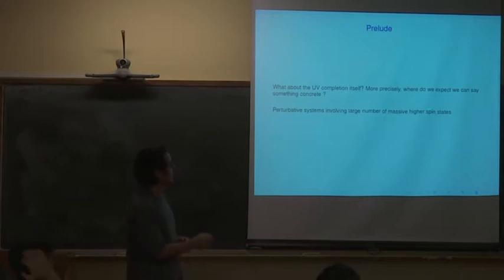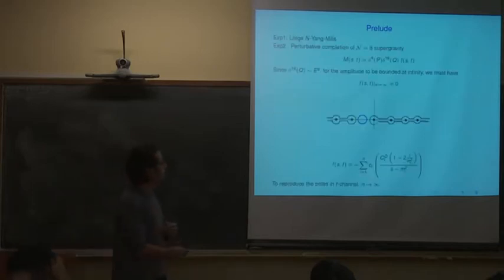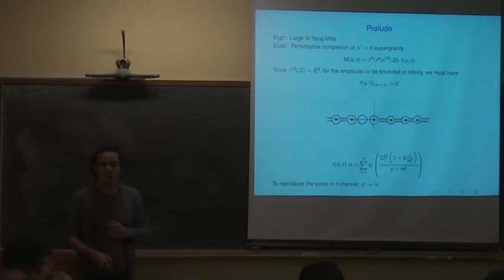And more precisely, of course, this is a big question, and since it's so big, the naive answer is no, we cannot say anything very precisely. So we really want to ask, where do we expect that we can say something concrete? Of course, the first thing we want to look at is perturbative systems involving a large number of massive higher spin particles. Where do these scenarios occur? Well, first of all, it occurs for example, if you want to consider large Yang-Mills. If you consider large Yang-Mills, then at a certain limit you would have the bound states.